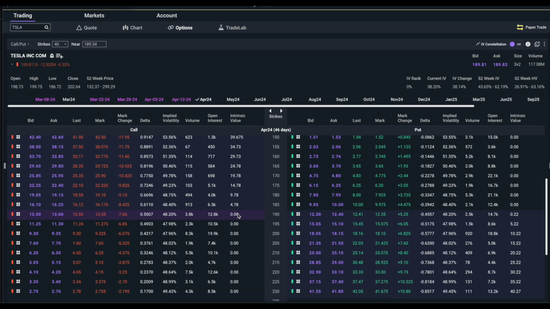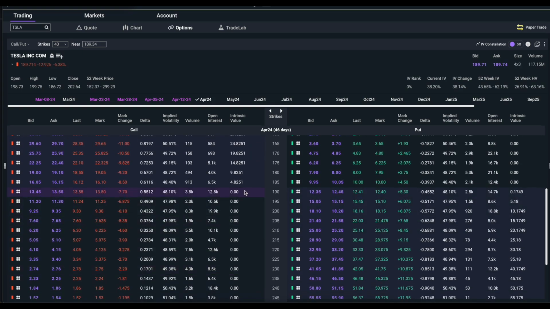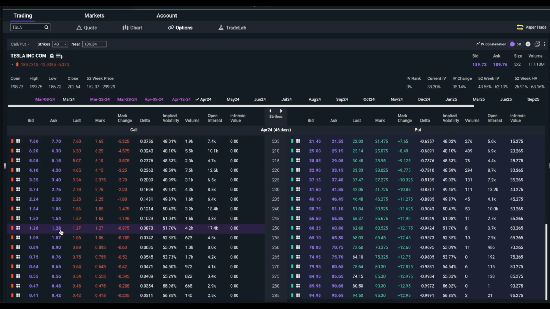You can see that when you're in the money, you have intrinsic value, and when you're out of the money, you don't. You have extrinsic value, right? So there's actual value when you're in the money, and when you're out of the money there's just speculative premium, which is extrinsic value, baked into the pricing of the option on the options chain. Now, Tesla is one of the more volatile ones.